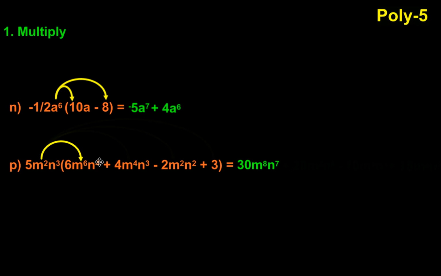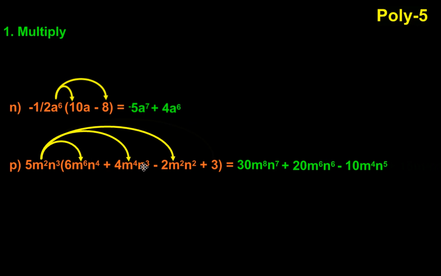And then we apply it to the next part of the polynomial. So 4 times 5 gives us 20, 4 plus 2 gives us 6, and 3 plus 3 gives us 6. And now we're going to apply it to this part of the polynomial. And 5 times negative 2 gives us negative 10, 2 and 2 for the m's give us 4, 3 and 2 for the n's give us 5.